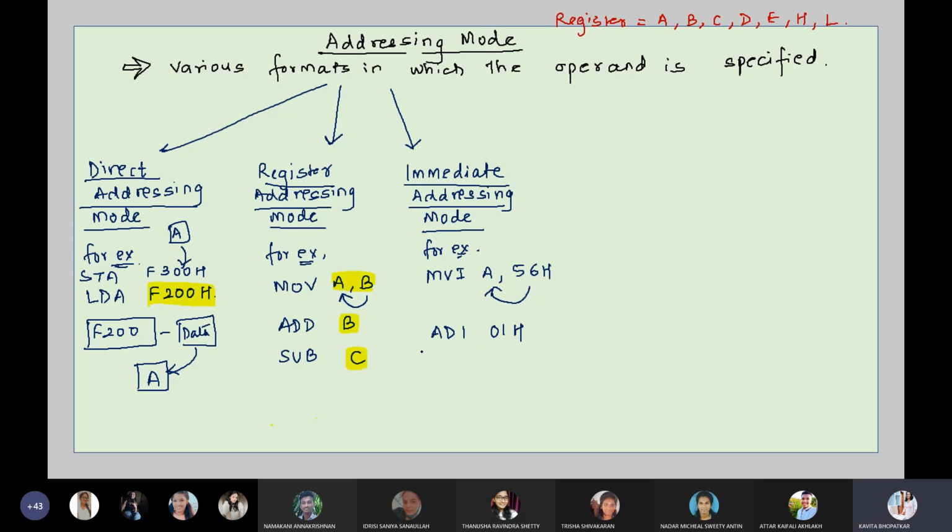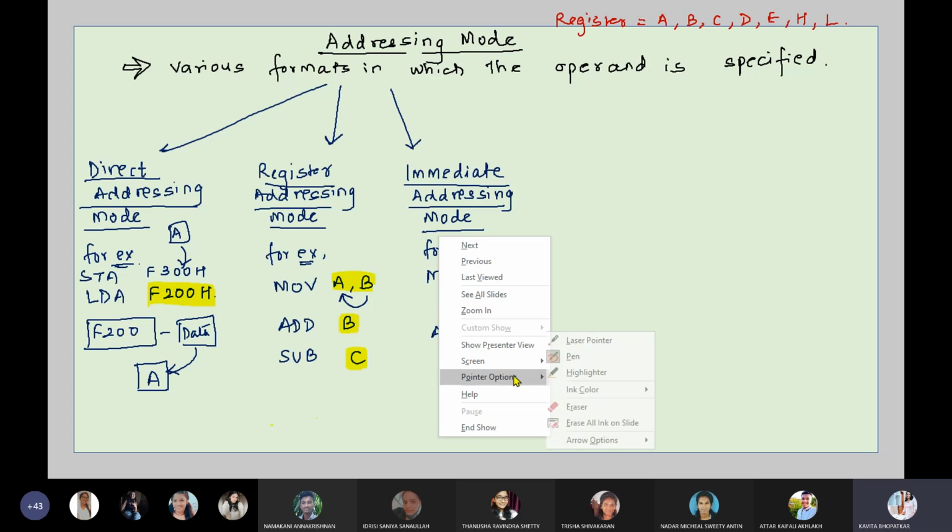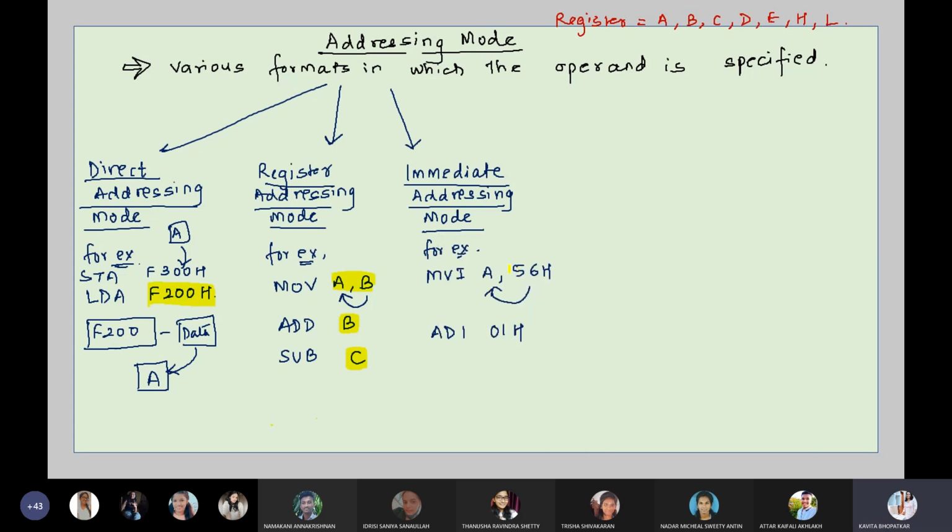So when the data to be processed is given via opcodes of the instruction, that time they are specified as immediate addressing mode. So here what comes is data. Did you understand immediate addressing mode, all of you? Ma'am, can you repeat the definition? Yes ma'am, please.